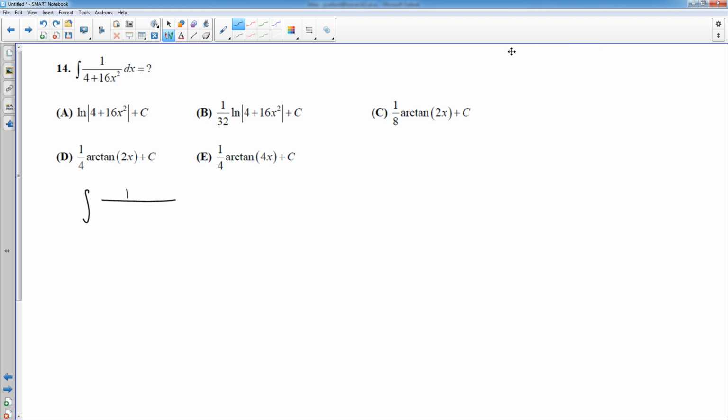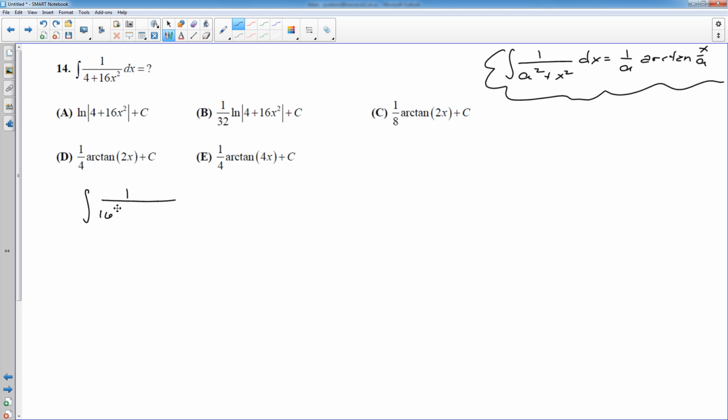1x squared, because I do know there's a little formula that the antiderivative of 1 over a squared plus x squared is 1 over a inverse tangent x over a. So I know that little property, and that's what I'm going to steer towards. If I can get a 1x squared, I don't care if there's a number being added to it. So I'm going to factor a 16 out, which would give me 1/4 plus x squared.